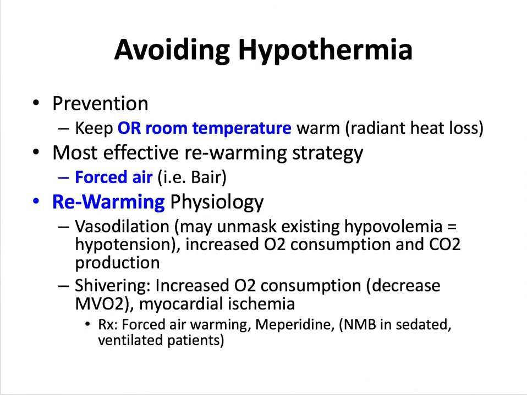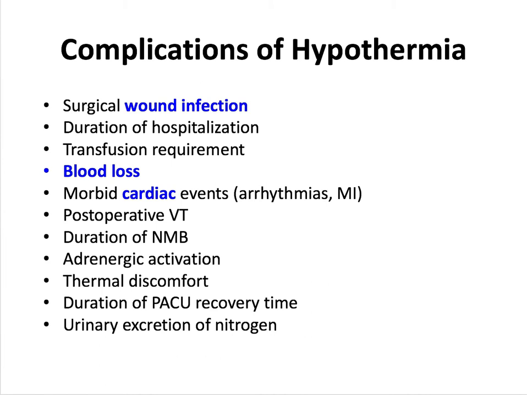What are some complications of hypothermia? Well, wound infections are worsened. White blood cells don't work as well. Transfusion requirements can go up because of platelets not working as well and coagulation factors not working as well. Blood loss can go up. Cardiac events go up, dysrhythmias and MI. Duration of neuromuscular blockade is prolonged. Adrenergic activation, norepinephrine levels going up. Patient can be very uncomfortable and recovery room times prolonged.